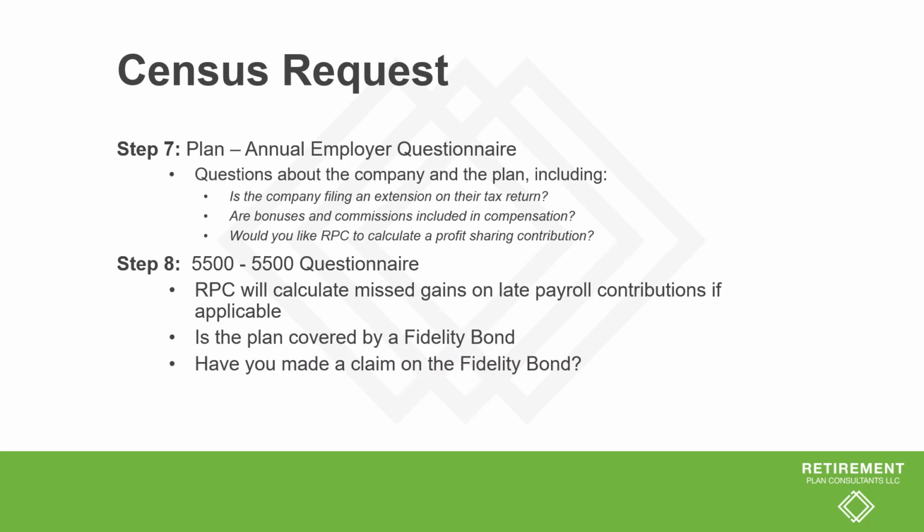Step 7 is the annual employer questionnaire. This section has several questions about the company and the plan, such as, is the company filing an extension on their tax return? This is very important for RPC to know so that your compliance testing and filings are completed in a timely manner. Another question is whether bonuses and commissions are included in compensation. This is also very important because it can affect the percentage of the employer contribution.